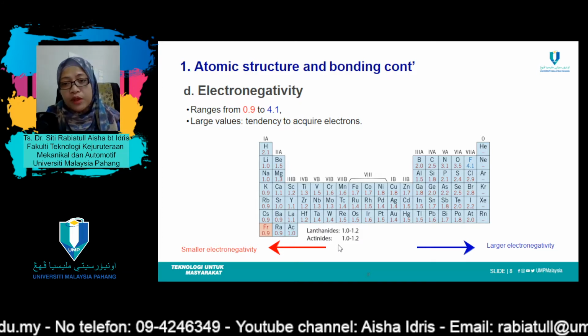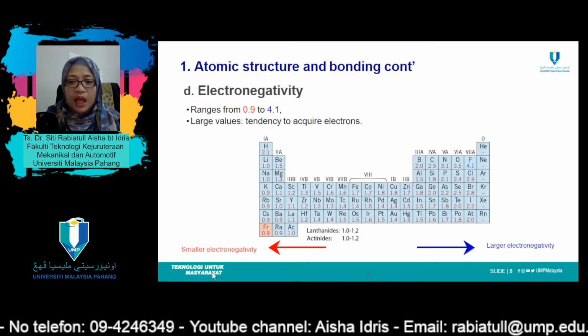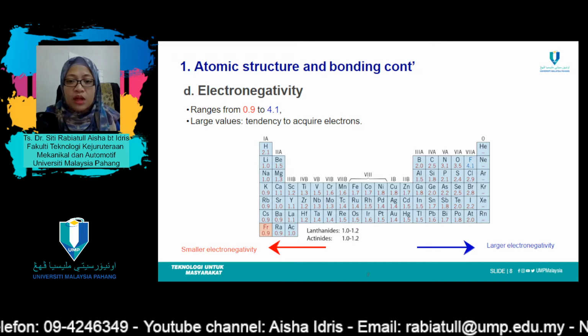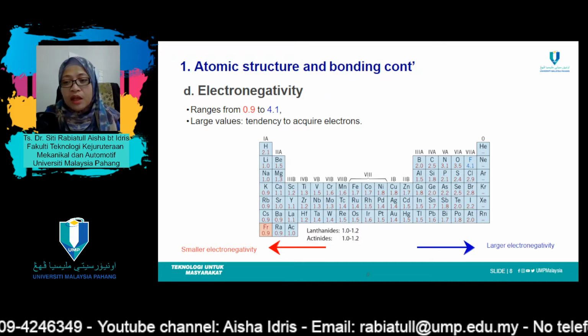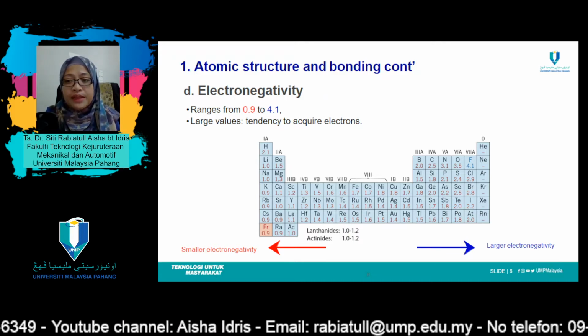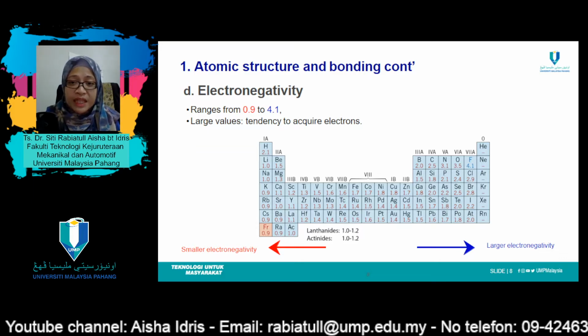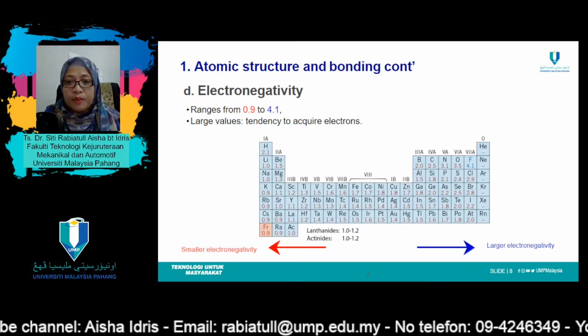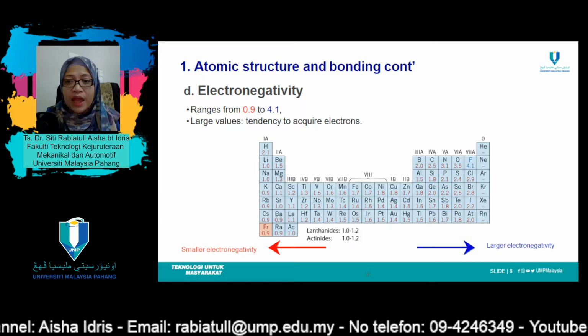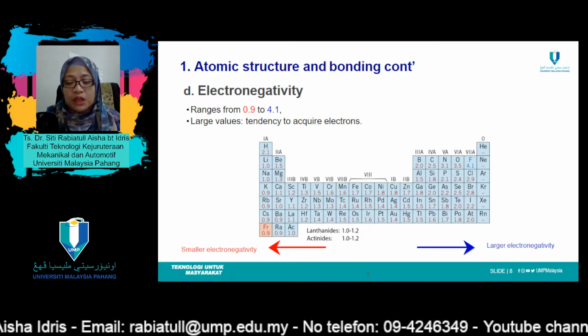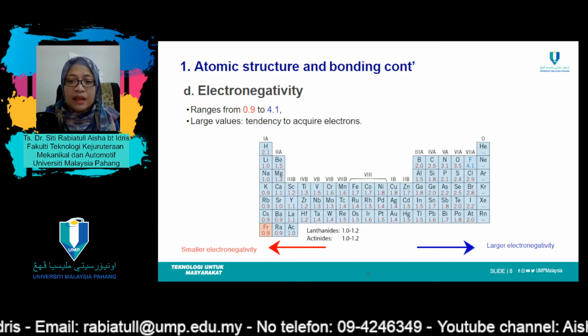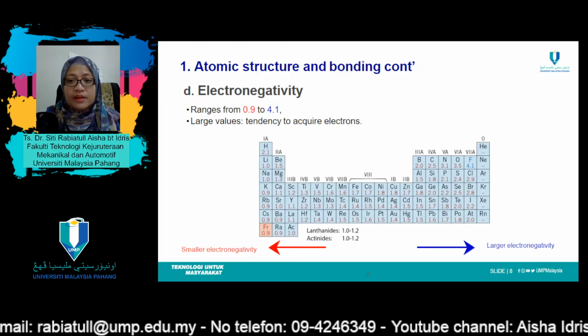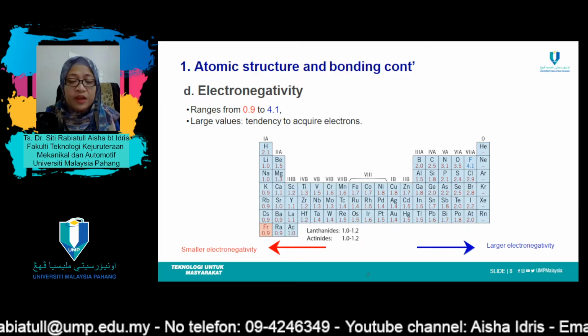And if you refer to this periodic table, to the left represents smaller electronegativity, and moving to the right represents larger electronegativity. So basically, the larger the value of electronegativity, the more tendency the material has to acquire or to receive electrons.